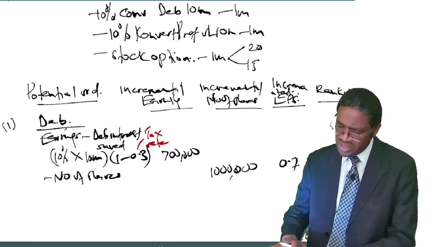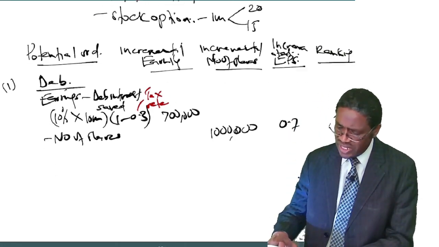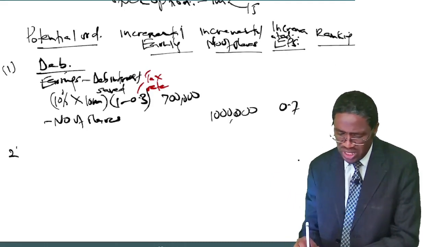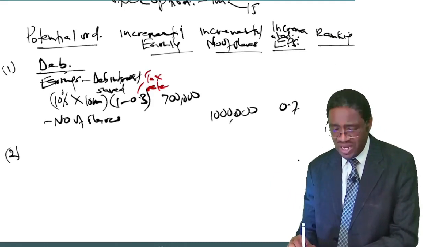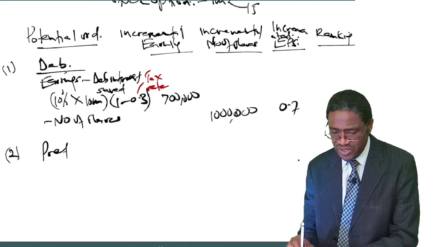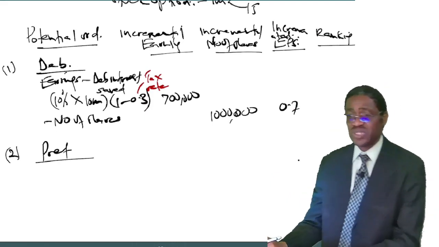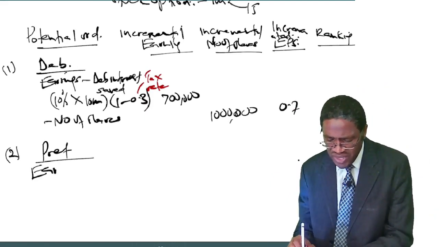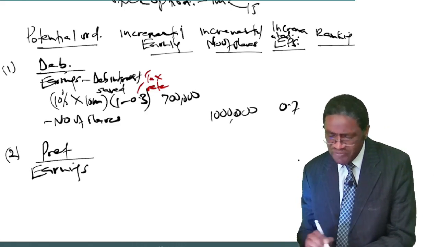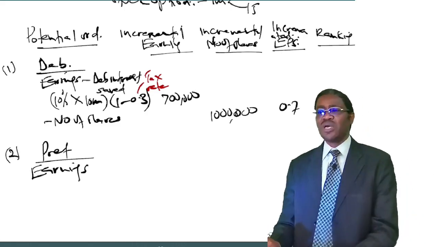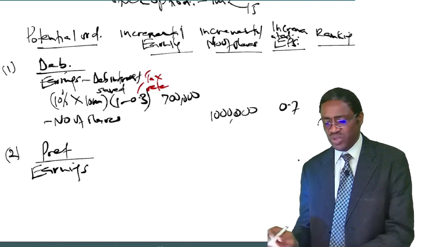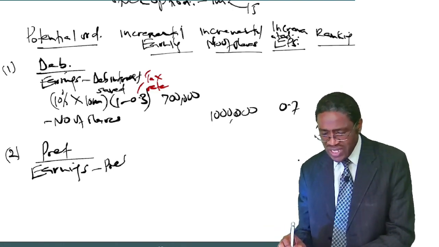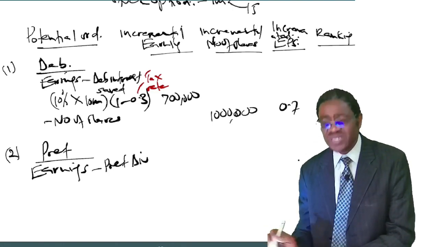Then you now go to the second potential ordinary share, and that is what we are referring to as convertible preference. Again, you ask yourself, if these guys had converted, what effect would it have on the earnings? Had they converted, the company would have saved what? Preference dividend.